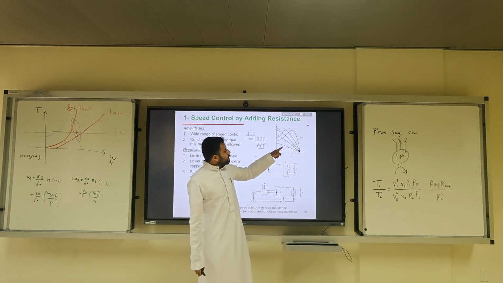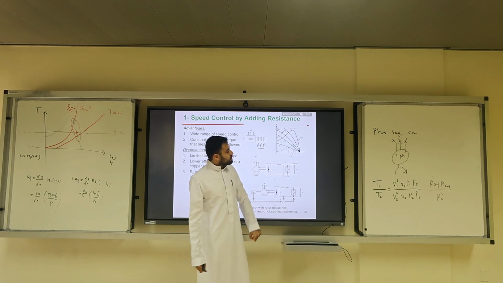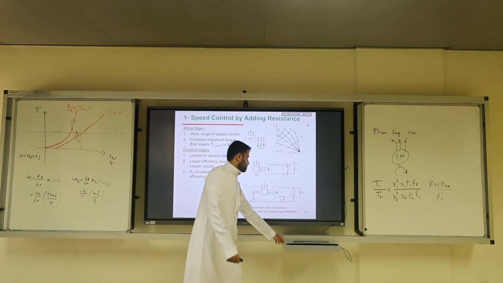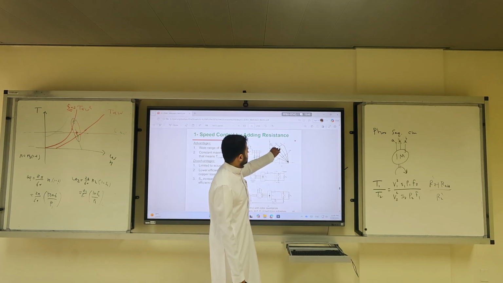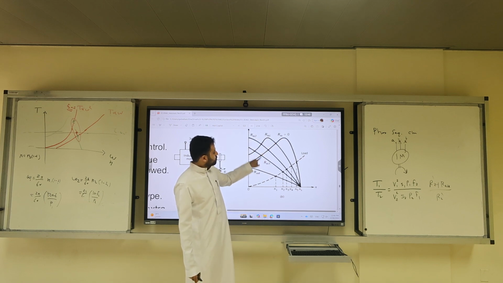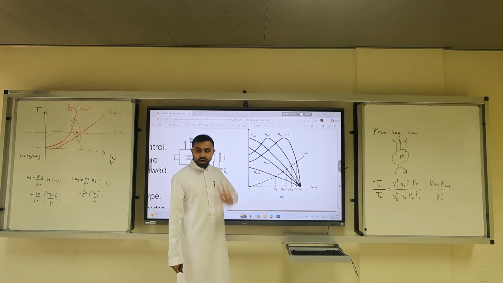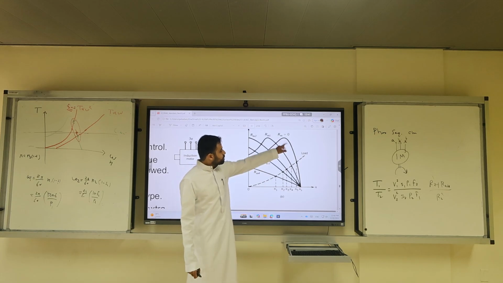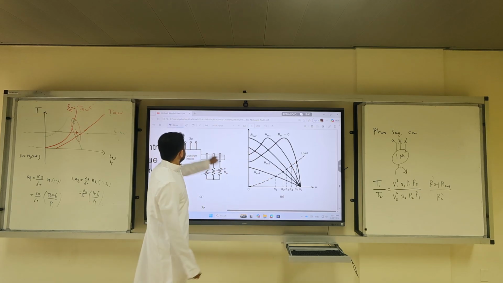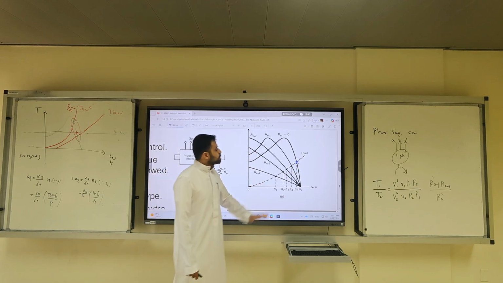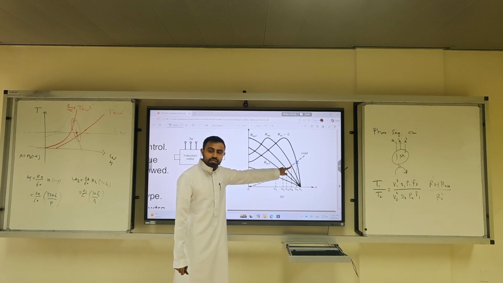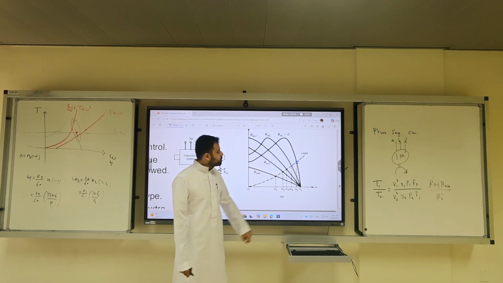Question. How many external resistances do we have here? 3. No, 5. Oh, yes. We have our external at 0, 1, 2, 3, 4. So we have 5. Starting from 0, this is the normal curve, this is the operating point. So what's your operating point? Here. Change the resistance to R external 1, which is slightly higher. Where is your operating point? Here. What do you notice?